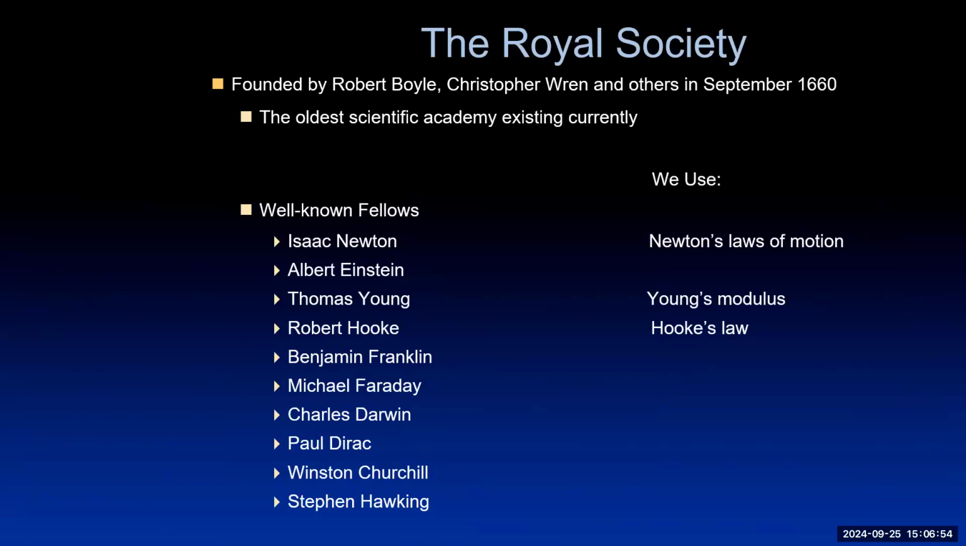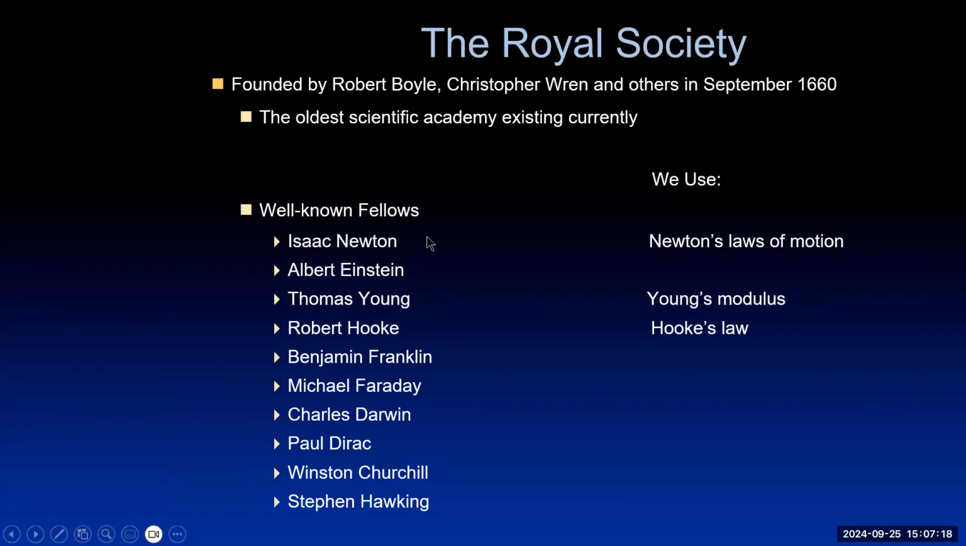The Royal Society. I've talked to you about us using various things. Newton's laws of motion, for instance, Hooke's law. They were original members of the Royal Society. Now, the Royal Society was formed in September 1660. It's the oldest scientific academy which currently exists.